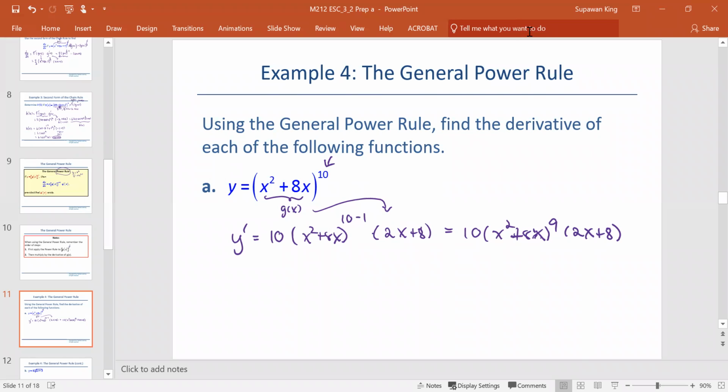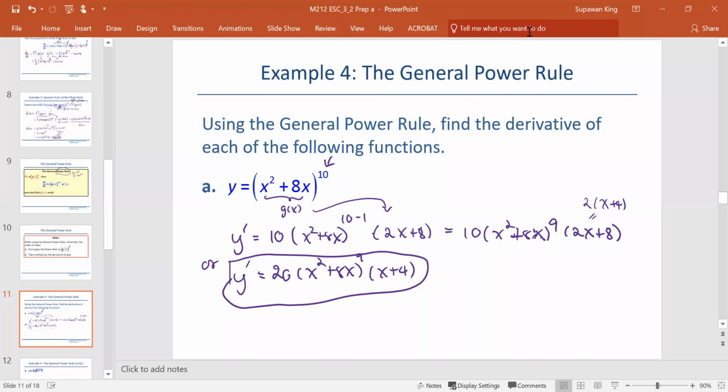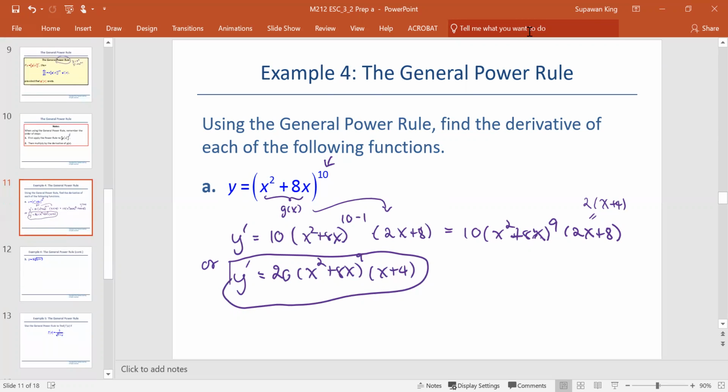It can be simplified a little bit more. With 2x plus 8, you can factor 2 out. You have 2 times (x plus 4). 2 and 10 multiply to be the new coefficient 20, multiplied by (x squared plus 8x) to the power 9 and multiplied by (x plus 4), which is another simplified form of the solution, or the derivative of y.